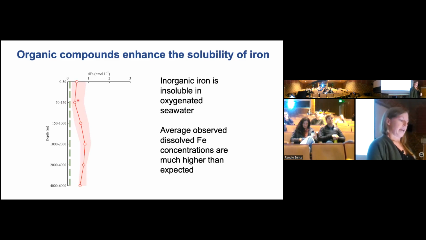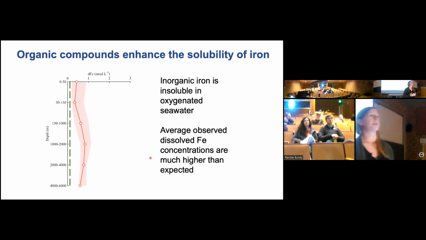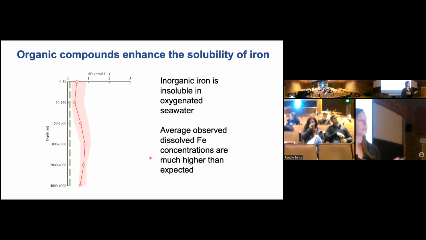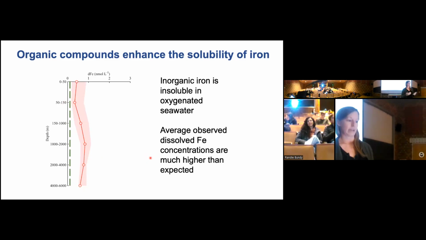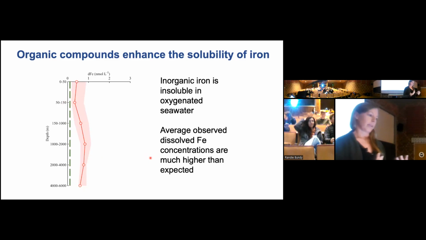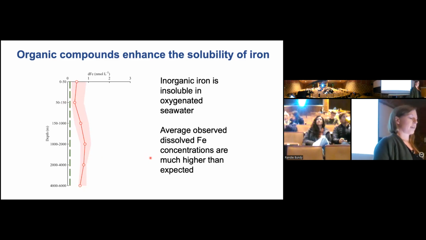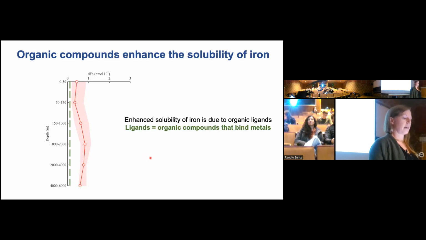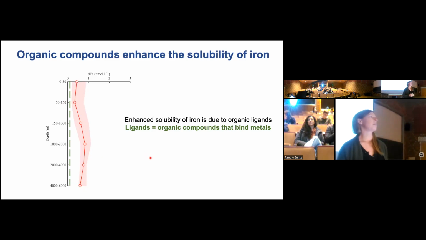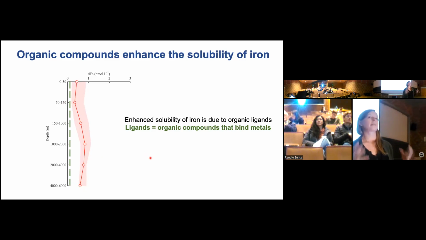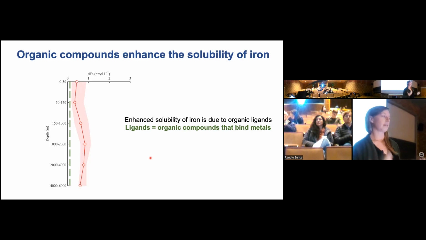However, this is kind of an average dissolved iron profile in the ocean, binned at these different depths. And so it's a lot higher than what we would expect if the chemical speciation of iron in seawater was only inorganic. It's a lot higher than we would expect based on these inorganic solubility limits. And the reason for that is that almost 100% of the dissolved iron in seawater is bound to some kind of organic molecule. And we call these organic compounds ligands.